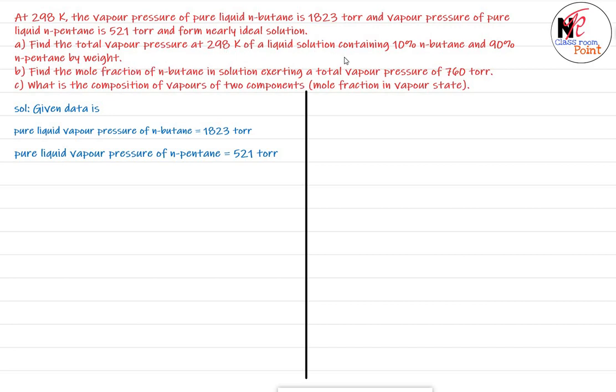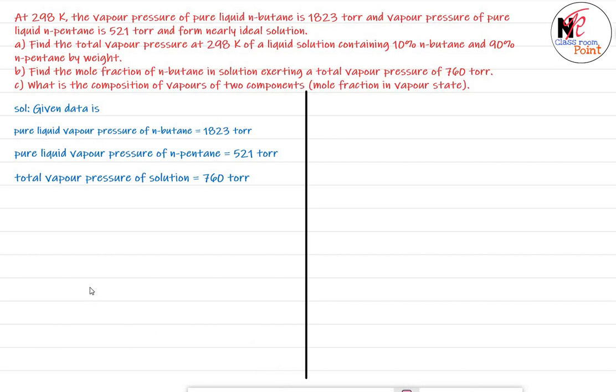Now they did not give the mass of N-butane and N-pentane like in sub question A, but they have given the total vapor pressure of the solution, that is 760 torr. Let us try to write that down first. So the total vapor pressure of the solution is given as 760 torr.